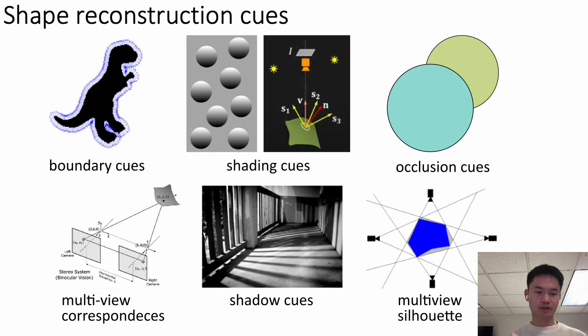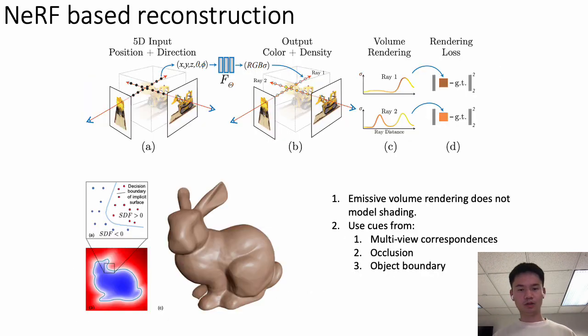Multiview correspondence is another powerful cue. It has two big problems. First, it's hard to establish accurate correspondences for textureless regions and for highly specular objects. Second, the error of triangulation grows quadratically with target distance, which makes it hard to produce fine-scale geometries.